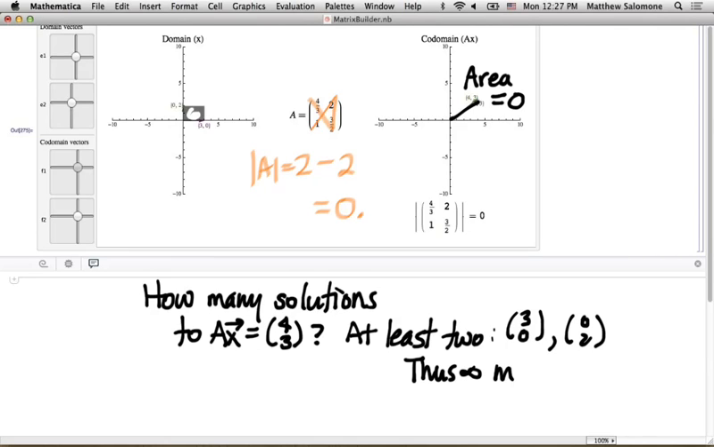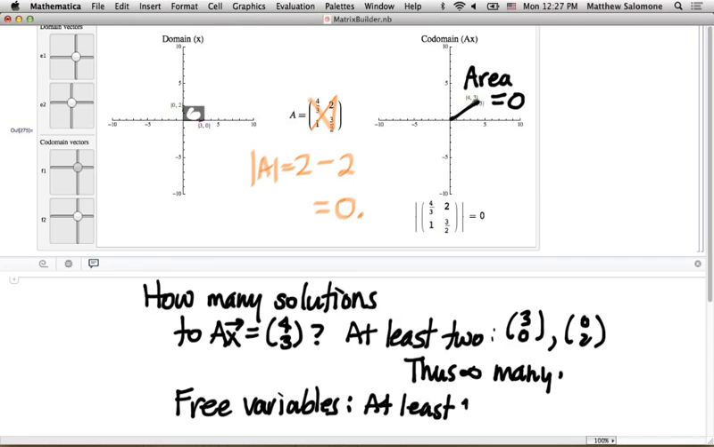Thus, infinitely many. And so since there's infinitely many solutions, what can we say about the number of free variables in A? Does it have any free variables? Yes. So there has to be at least one free variable. So what does that mean about the invertibility of A? Is A invertible or is A not invertible? Remember what our criteria were? A is not invertible.